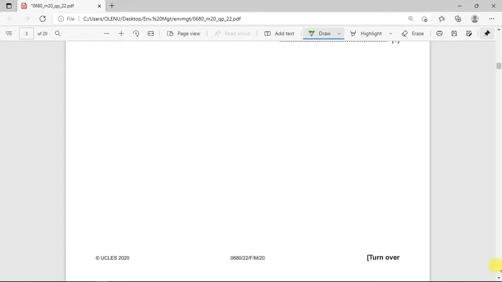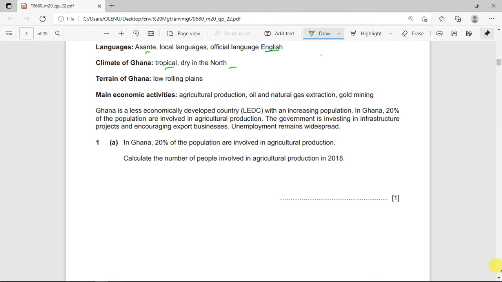So you now get some economic information about Ghana. Here, we're told that the main economic activities of Ghana are agricultural production, oil and natural gas extraction, and gold mining. Ghana is a less economically developed country, an LEDC, with an increasing population. In Ghana, 20% of the population are involved in agriculture. The government is investing in infrastructural projects and encouraging export businesses. Unemployment remains widespread.